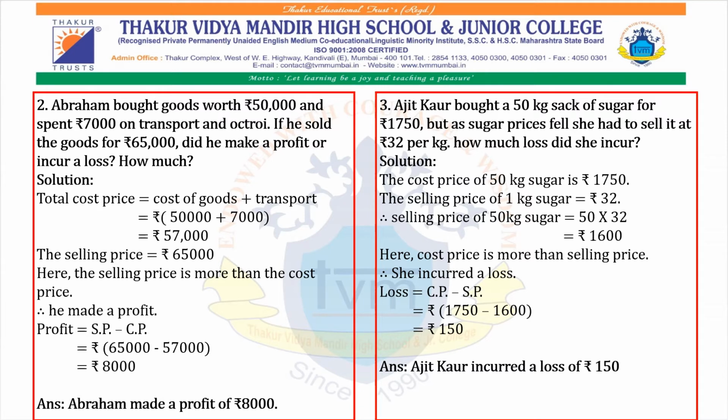Now here the cost price is more than the selling price, therefore she incurred a loss. So loss is equal to CP minus SP. So 1750 minus 1600 is equal to rupees 150. So Ajit Kaur incurred a loss of rupees 150.